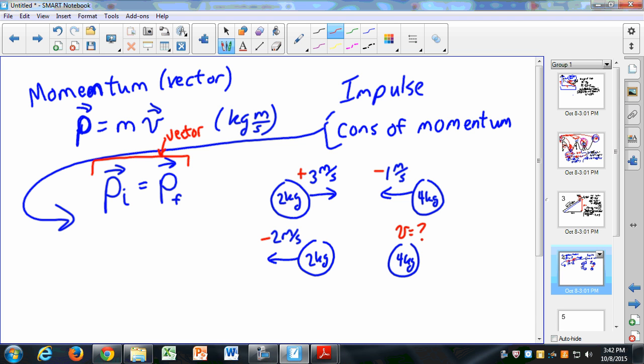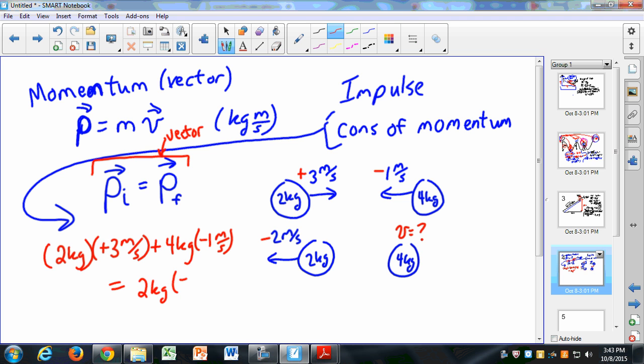To find the initial momentum, it's going to be the product of the mass and the velocity. That's going to be 2 kilograms times plus 3 meters per second plus 4 kilograms times minus 1 meter per second. So that's the initial momentum, just the product of the mass and the velocity. And this is equal to the final momentum, which is going to be 2 kilograms times minus 2 meters per second plus 4 kilograms times V. I solve for V.